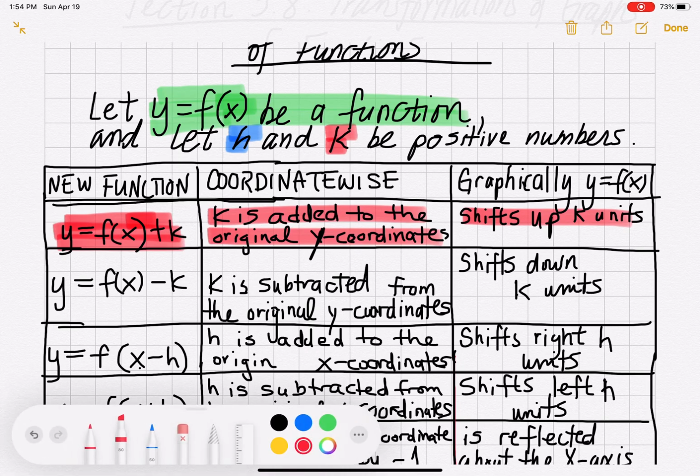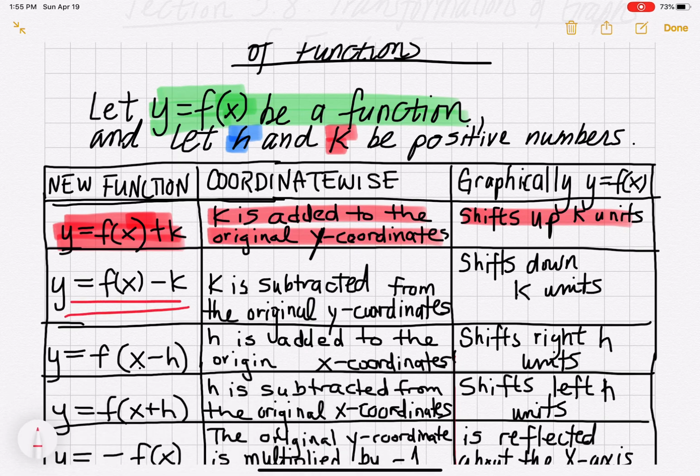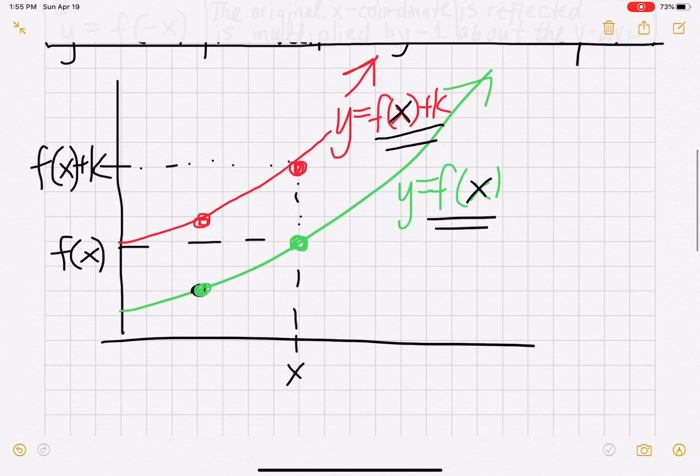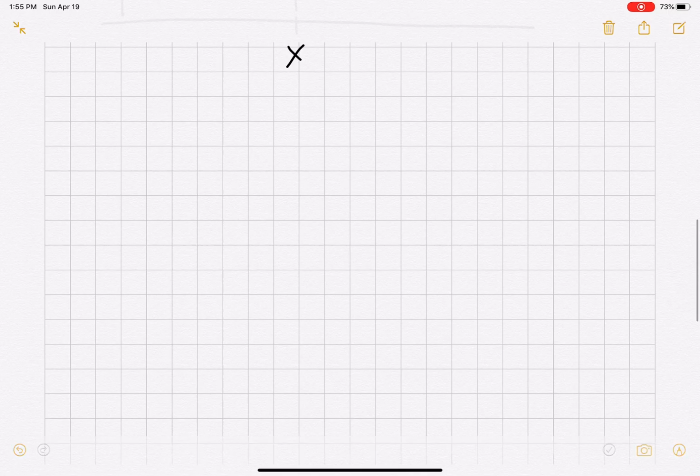Similarly, that's going to happen with a minus k. When you have a minus k, minus a number outside of the house, you're going to subtract k from all your original y coordinates, and you're going to shift down k units. Now, let me just do an example of that real quick. A real example.